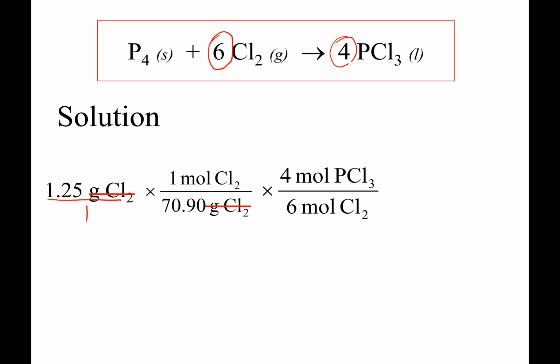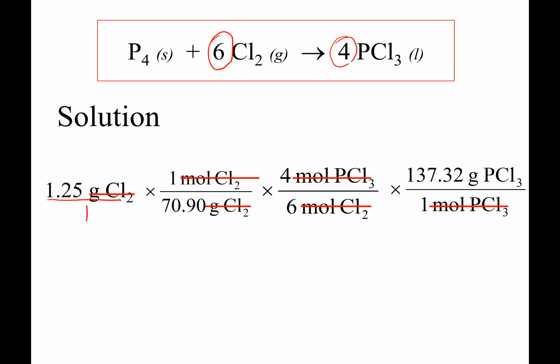And again, I get the whole reduction thing, it's the same thing as 2 over 3, but it means so much more if you go 4 over 6. Good deal. So then what's the last term to finish it up? It's all downhill from here. 137.32 grams of PCl3 for 1 mole of PCl3. Yep, 1.61 grams of PCl3.